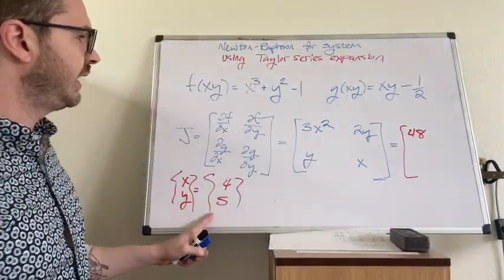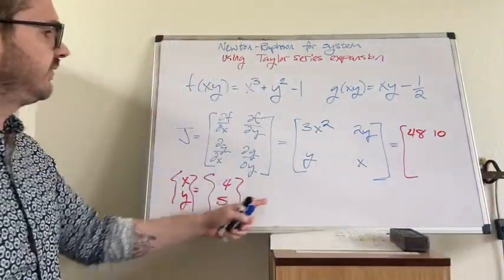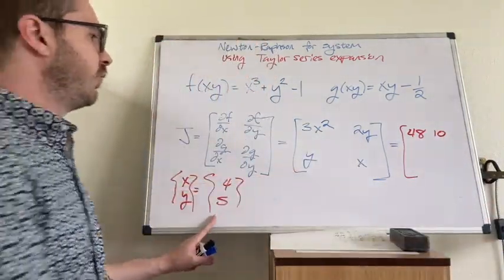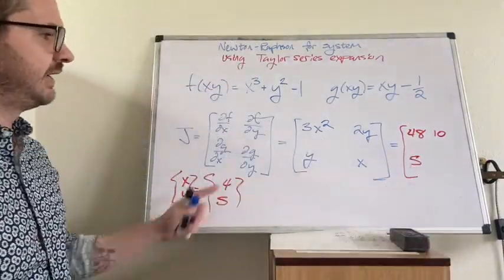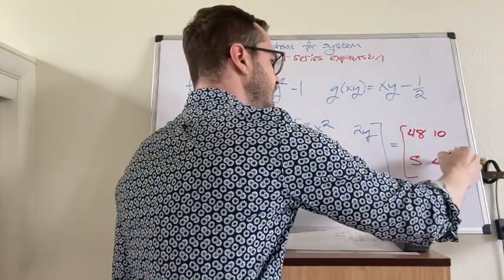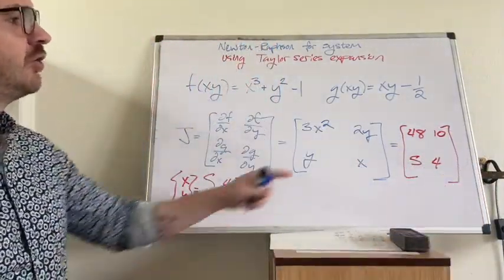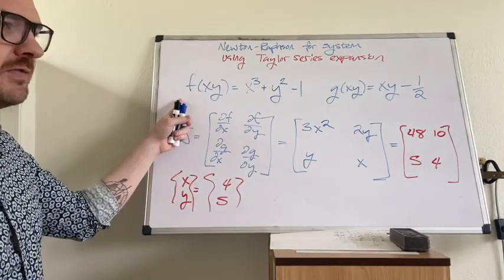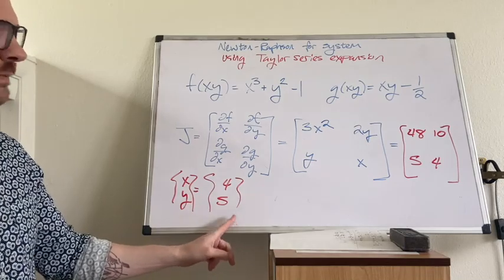2 times y is going to be 10. Next, this is just going to return y, that's going to be 5. And then this is going to return x, and x is 4. And there we go. That is the Jacobian for this system of equations evaluated at the points 4 and 5.